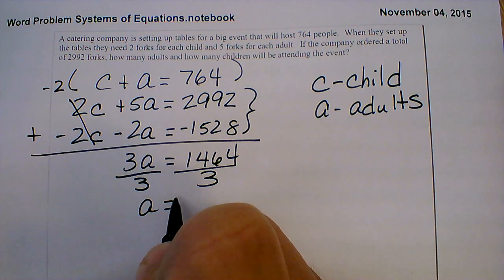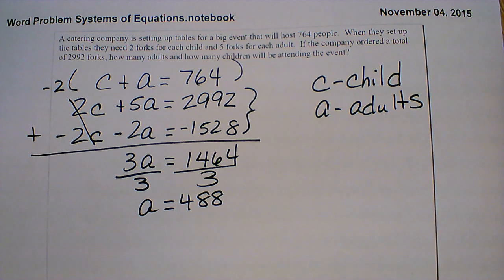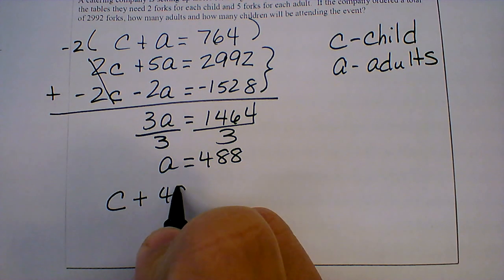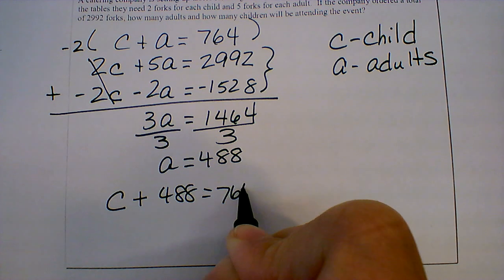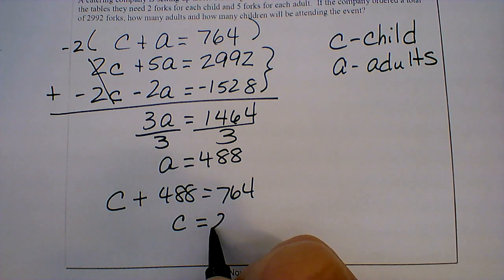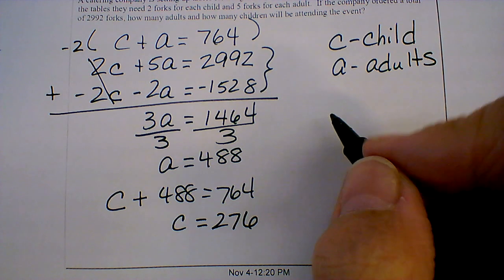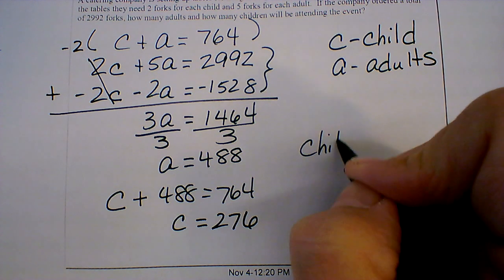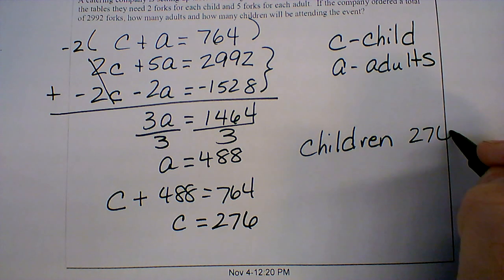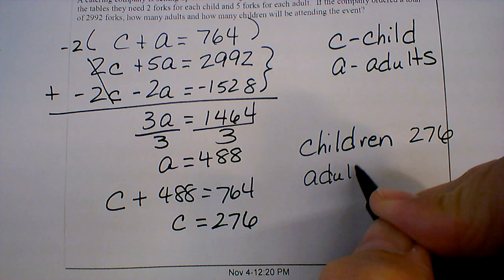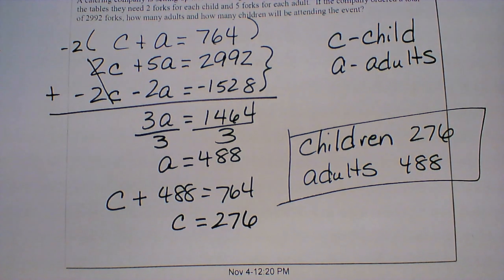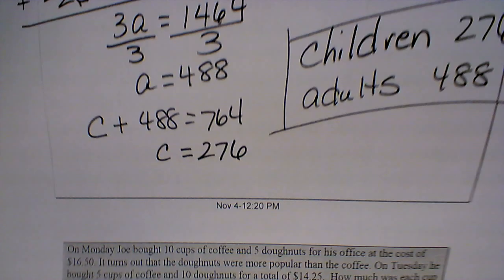The number of adults attending is 488. Let's plug that back in to one of the originals. C plus 488 equals 764. Subtract 488 from both sides. The number of children attending is 276. So we would come back over here and we would say children would be 276 and adults 488. All right, one more practice problem.